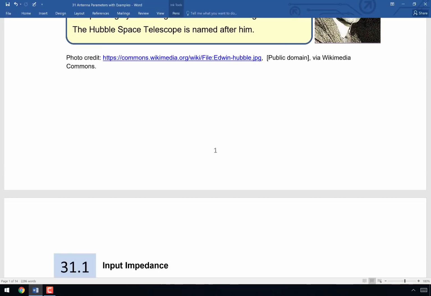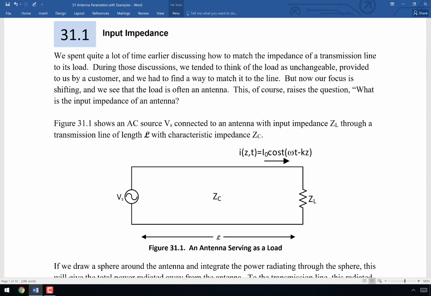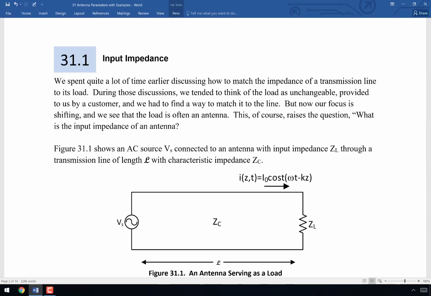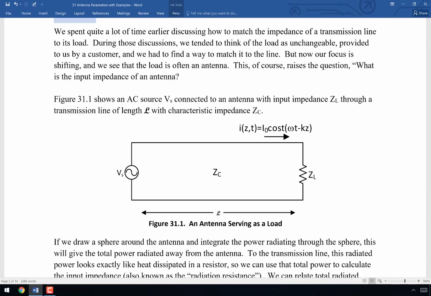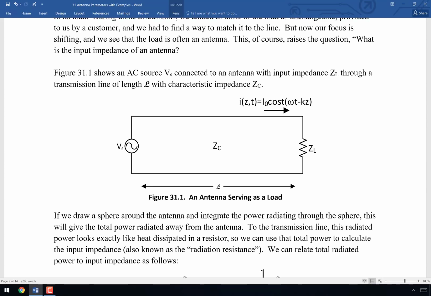that work. So let's talk a little bit about input impedance. We've spent a lot of time this semester talking about how to match the impedance of a transmission line to the impedance of the load. We tended to think of the load as something that we were given that couldn't be adjusted, but now we begin to see that the antennas that we're working with are the loads of many transmission lines. So we need to be able to understand what is the input impedance of an antenna. And up until now, we haven't really addressed this in any way, so we need to understand how we can calculate that input impedance. So we have here a figure that shows how an antenna is serving as the load.